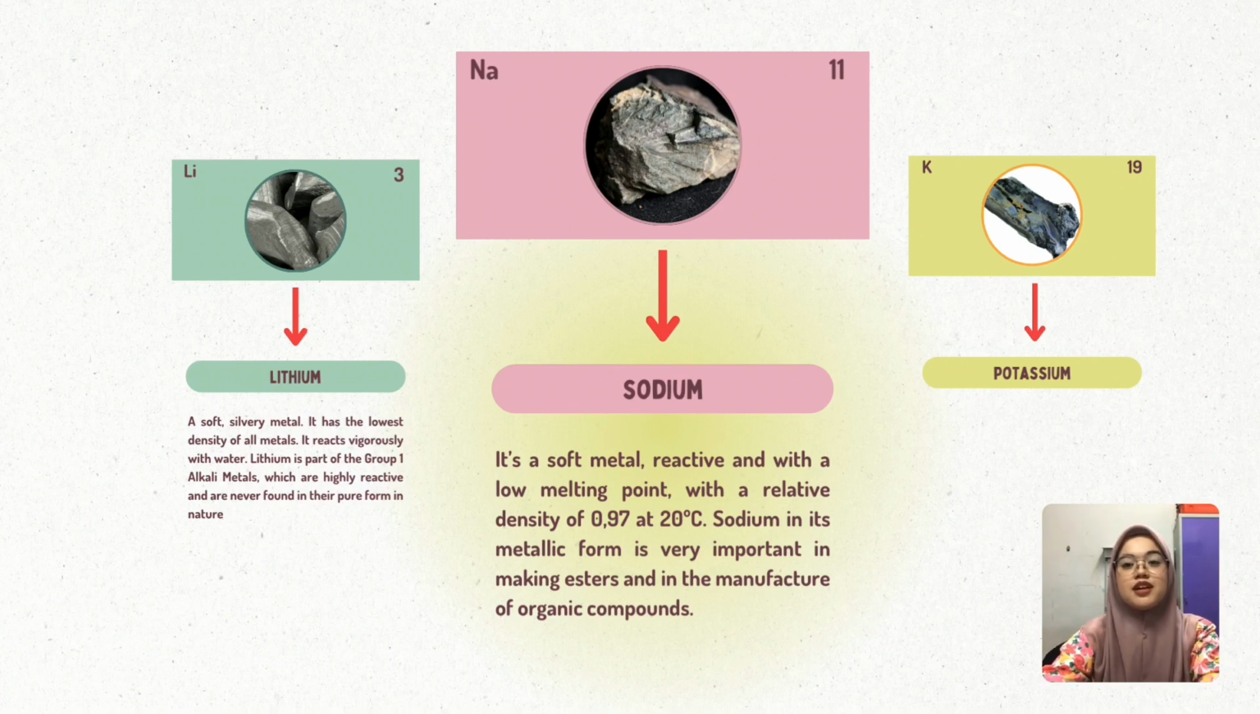Secondly, sodium. It's a soft metal with a low melting point. Sodium in its metallic form is very important in making ester and in the manufacture of organic compounds. It is also the most commercially important alkali metal in industry. The 2 earliest uses of sodium were in the manufacture of sodium cyanide and sodium peroxide.